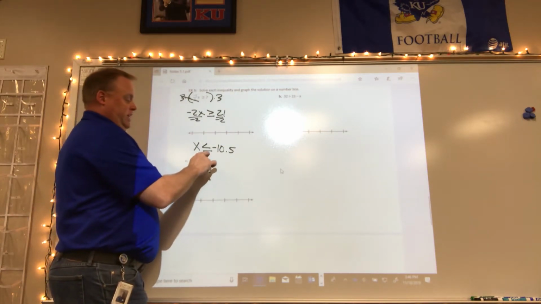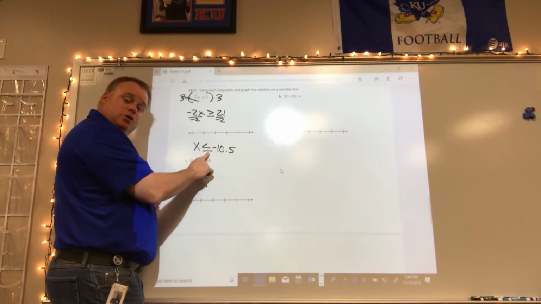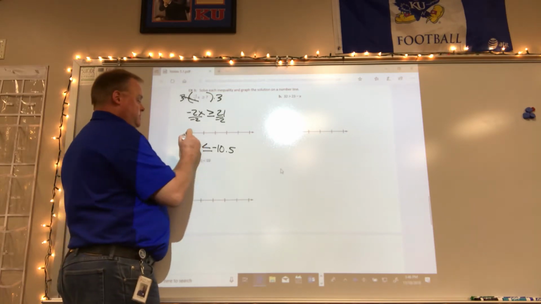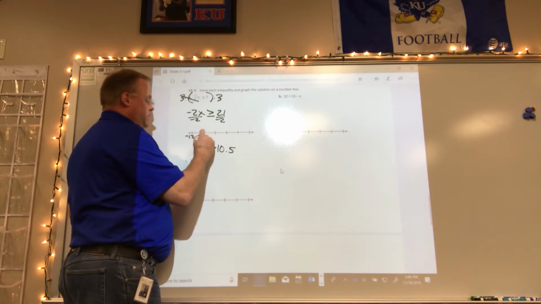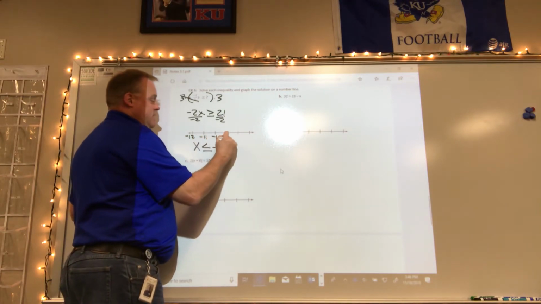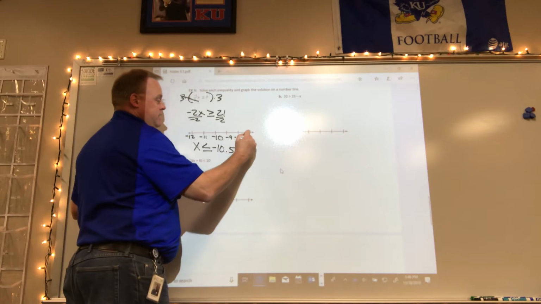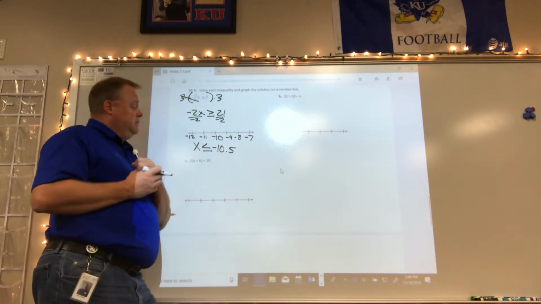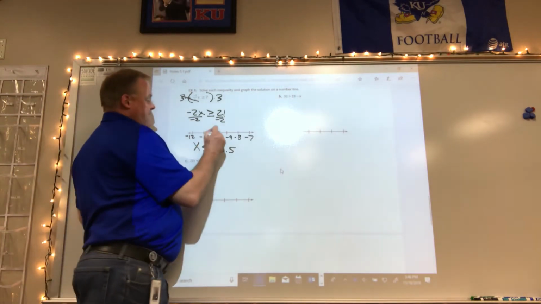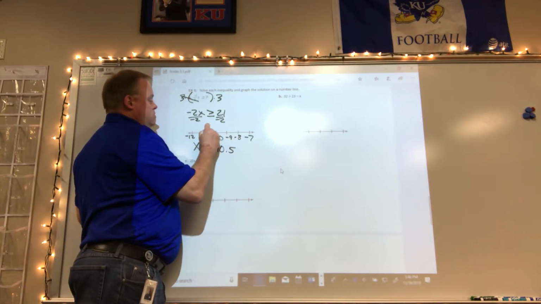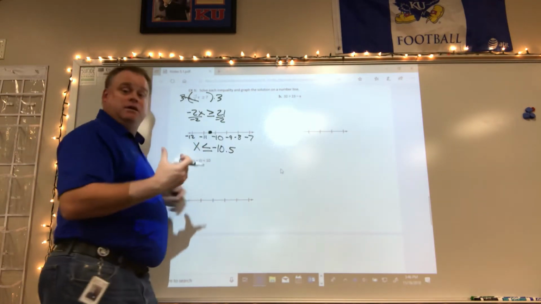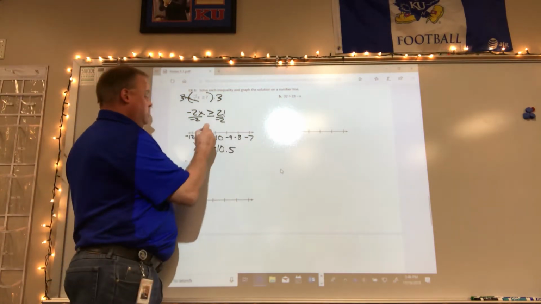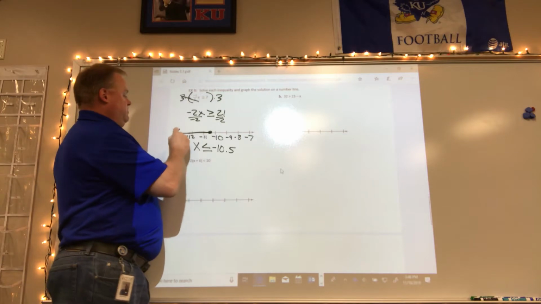Now, with the equal to bar, I know it's a closed circle. So let's do this. Negative 12, negative 11, negative 10, negative 9, negative 8, negative 7. I just labeled my graph at negative 10.5, halfway. Closed circle, less than, which means my numbers are getting smaller, less than, smaller. So my graph goes this direction.